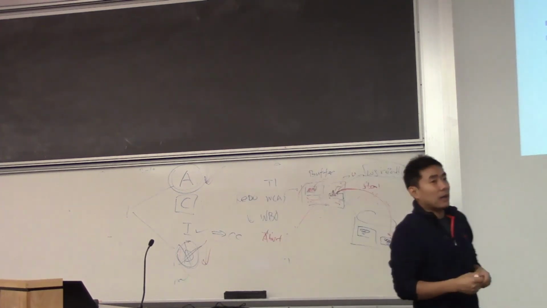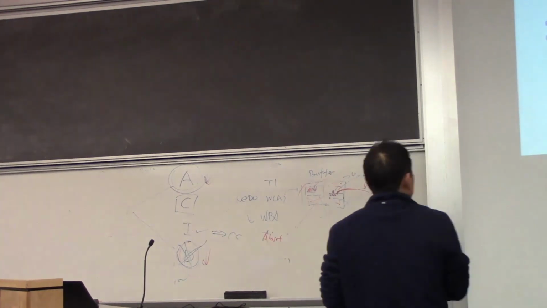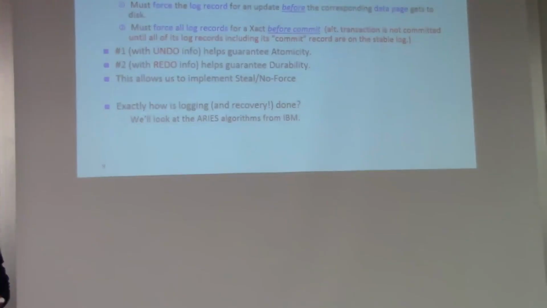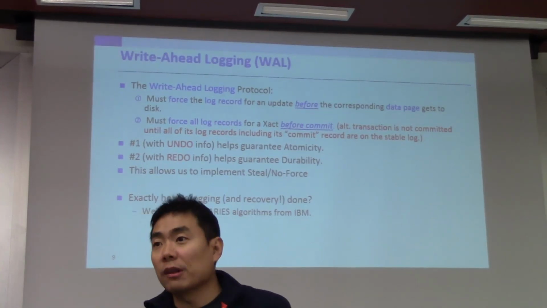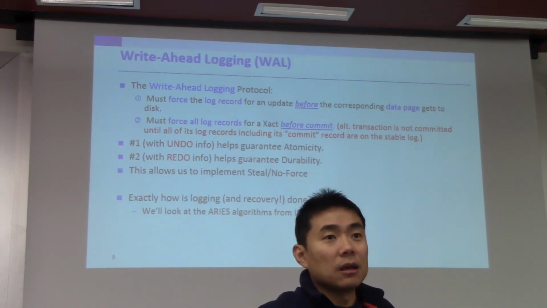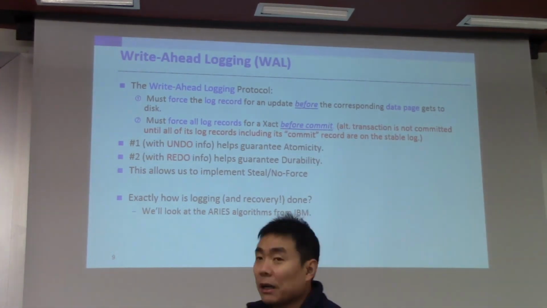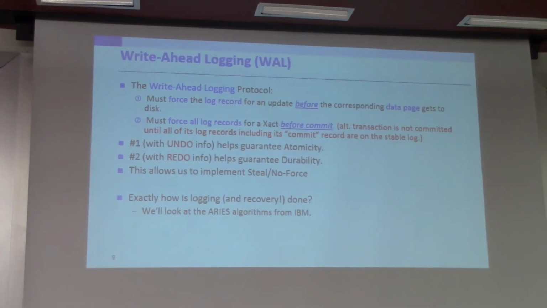The second part of write-ahead logging says you must force all log records for a transaction before commit. Meaning all log records for a transaction must be stored on disk before the transaction can commit. Why is that? This is to ensure durability. This is to ensure redo. Because a transaction can commit, for example, because we're using no force. No force says I can commit even if some of my changes are not reflected on disk yet.